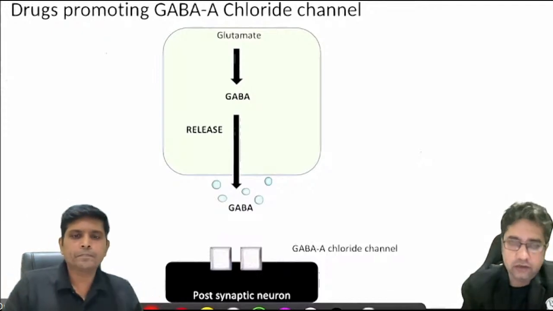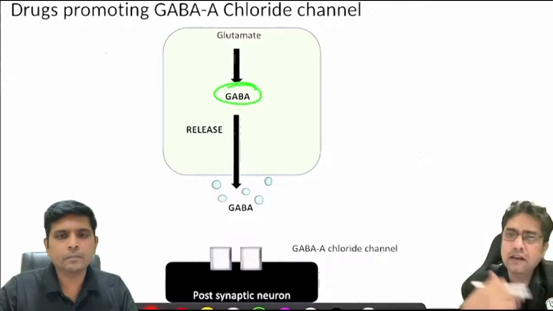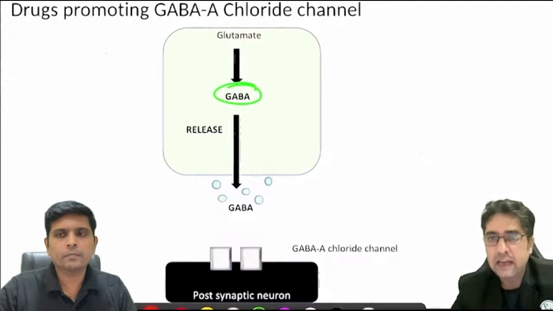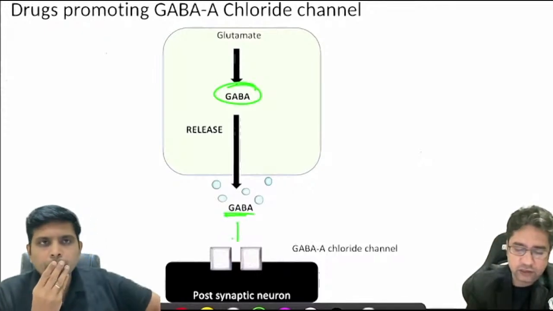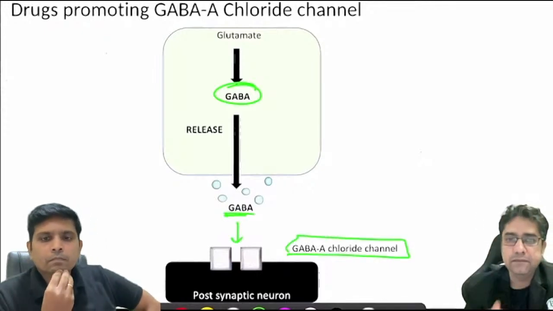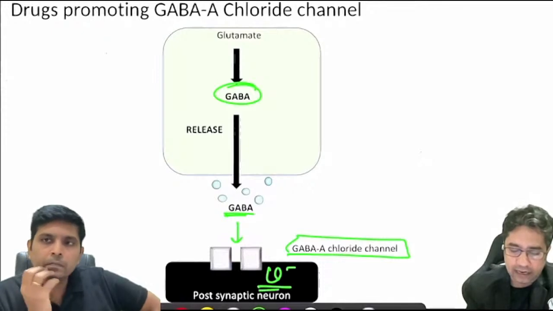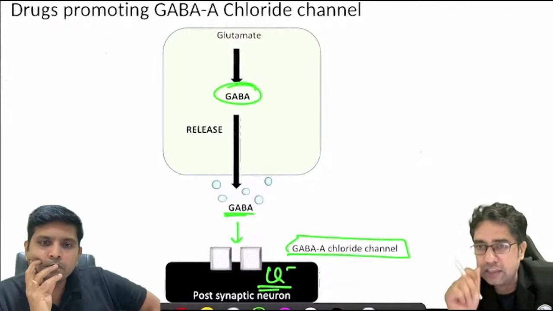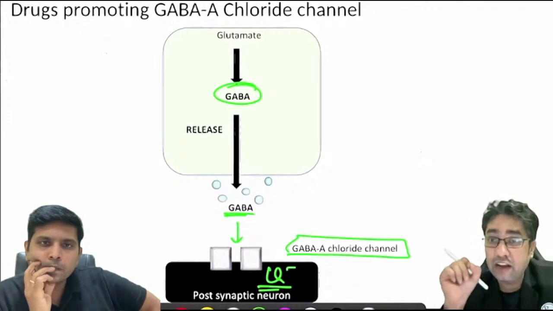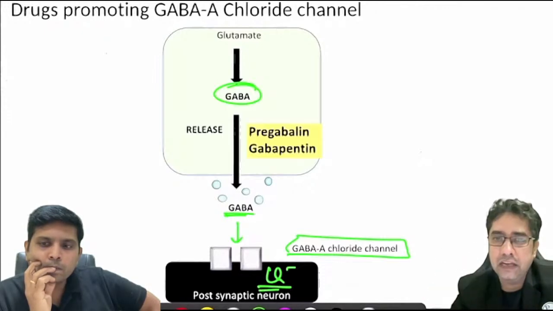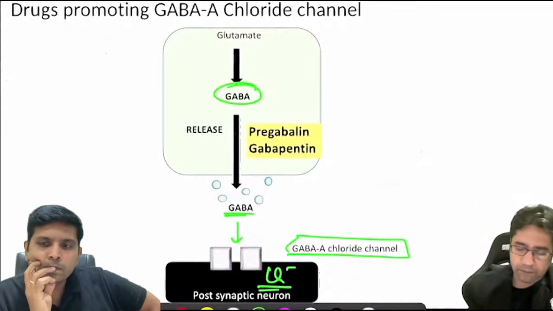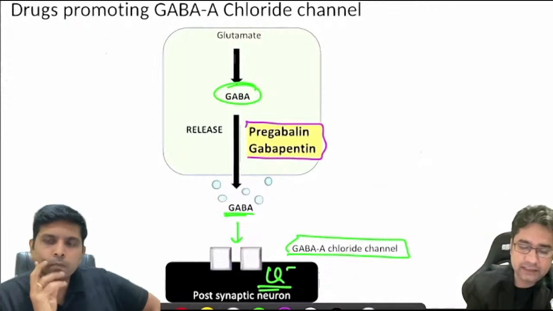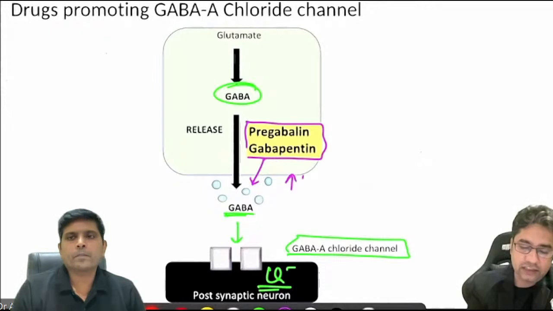Suppose there is a neuron which is releasing GABA. GABA is produced from glutamate. When this GABA is released, it acts on GABA-A chloride channel, which leads to entry of chloride ion inside the neuron, and the neuron becomes hyperpolarized. The first class of drugs which will have the GABA word in them is pregabalin and gabapentin. Remember, in pregabalin and gabapentin, the GABA word is coming. They increase the release of GABA.